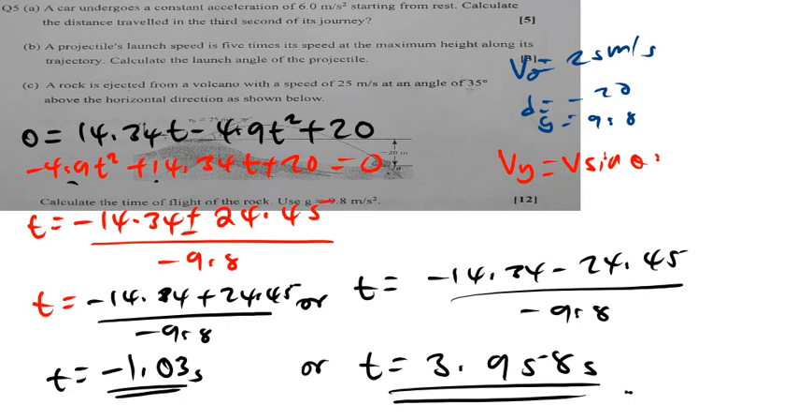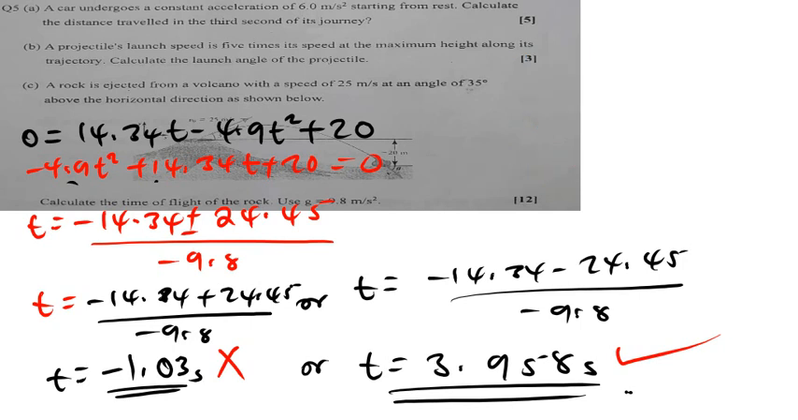Since we know that time can never be negative, the negative value is not the answer. Our answer in this case is 3.958 seconds. So this is the first method which you can use to find the time. But there is another method which I'm going to show you. Let's put our time here, and we see if we're going to have the same time.